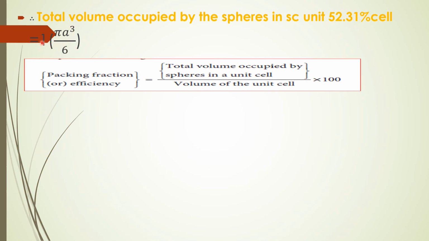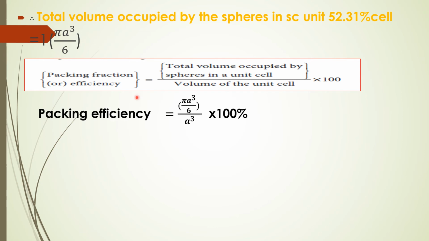For a simple cubic unit cell, I said only 1 atom per cell. For body centered it is 2, and for face centered it is 3. So, packing efficiency calculation: packing efficiency is the total volume occupied by the spheres in the unit cell. We have already calculated the volume of the spheres, πa³/6, divided by the volume of the unit cell, a³, into 100%.